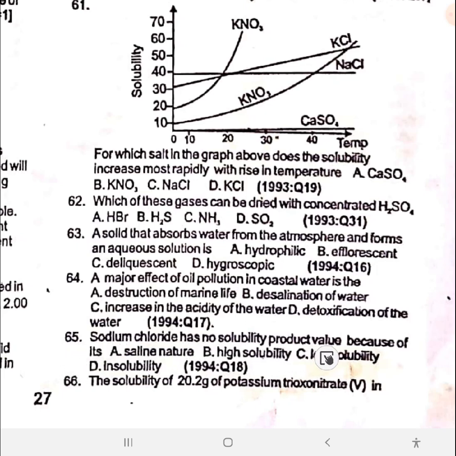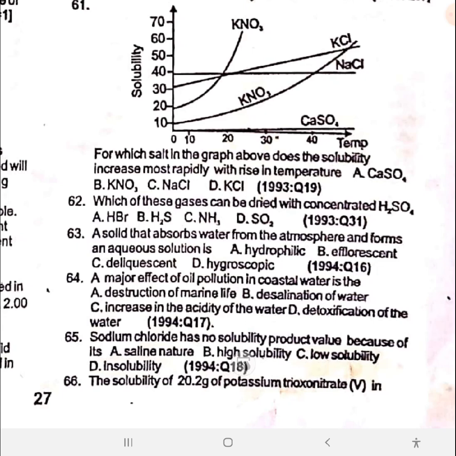65. Sodium chloride has no solubility product value because of its, look at it, you see how flat it is from this graph here. So it has no solubility product value. This implies that it has high solubility, option B. That's why they say it has no solubility product value.